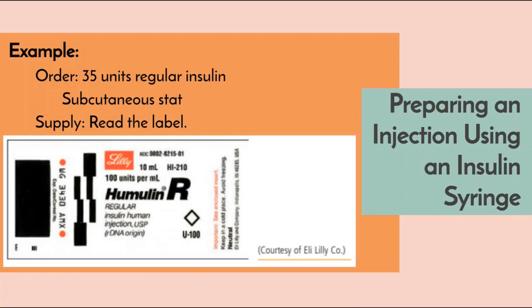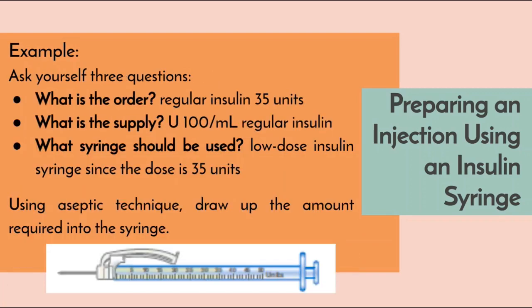Another example, order: 35 units regular insulin, subcutaneous stat. Supply: we have Humulin R, regular insulin human injection USP, 100 units per ml. Again, let's ask ourselves the three questions. For this example, what is the order? So, it is regular insulin 35 units. What is the supply? U-100 per ml regular insulin.